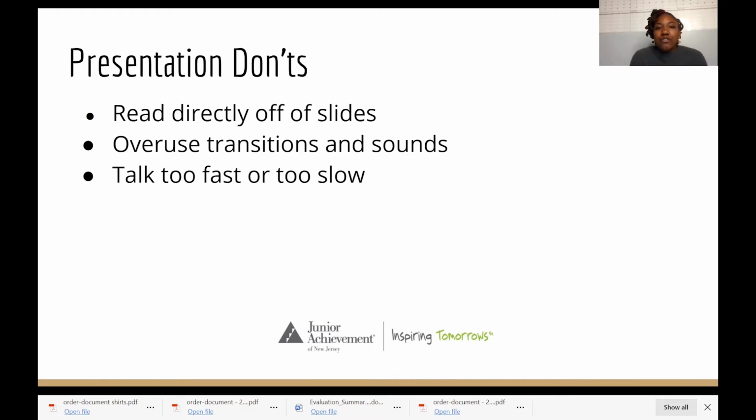You don't want to overuse your transitions and sounds. You don't want it to keep sliding left and sliding right, and you don't want your words to move up and down the screen. And definitely make sure you are cognizant of your pace. You don't want to talk too fast and you don't want to talk too slow.